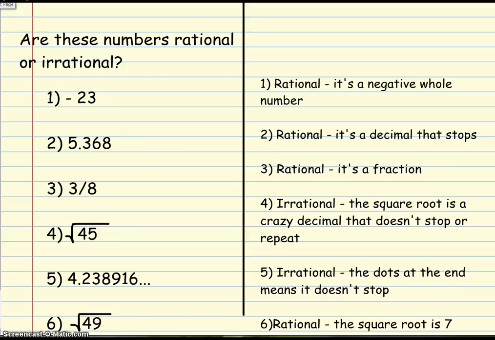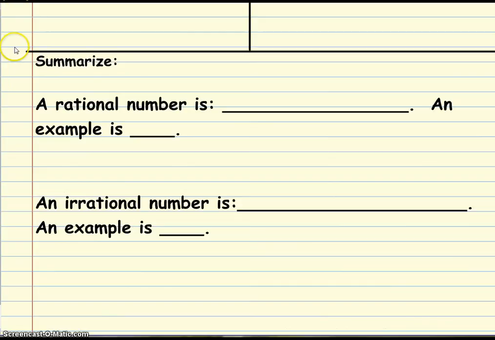All right, here are some examples. Go ahead and draw a line across your piece of paper. At the end of all the notes, we are always going to summarize. So go ahead and you're going to write down these sentences and fill in the blanks. A rational number is, explain what it is. And then an example is, give an example of a rational number. Don't do one of the 6 that I just gave you though. Come up with a new one.